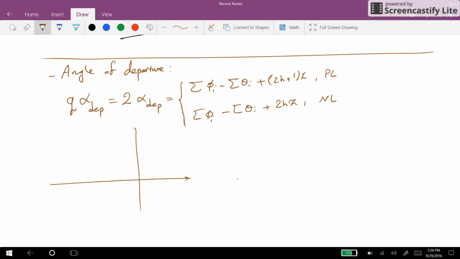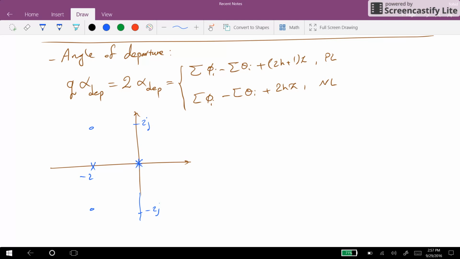I will draw the location of the poles and zeros here again. We have two poles at the origin, one pole at -2, and two zeros at -2 plus 2j and -2 minus 2j. To find the phi i's and theta i's, we need to draw a line from each one of the poles and zeros to the origin, because we want to find the angle of departure for the poles at the origin.